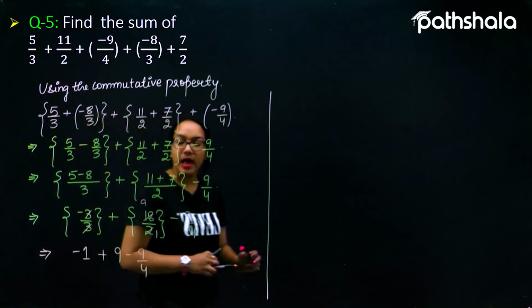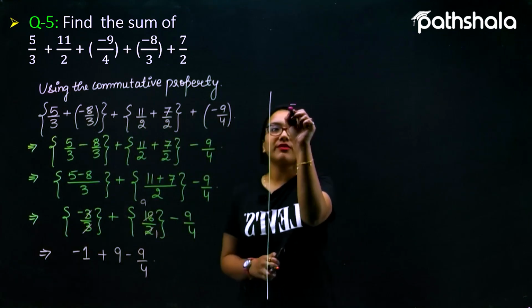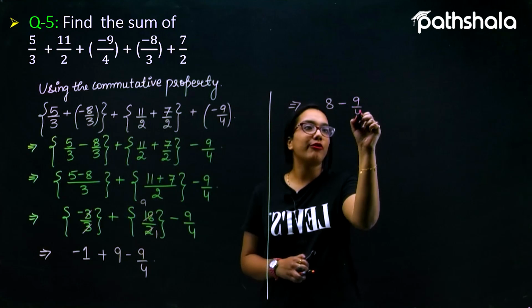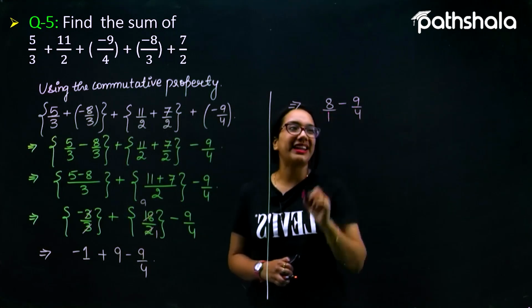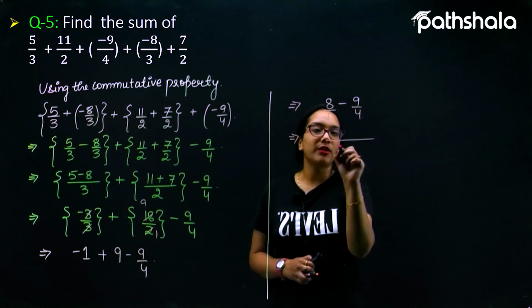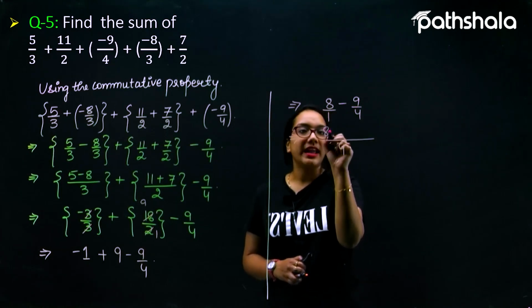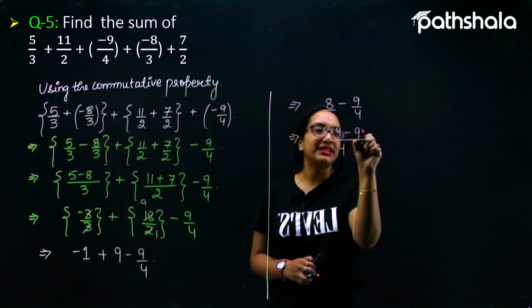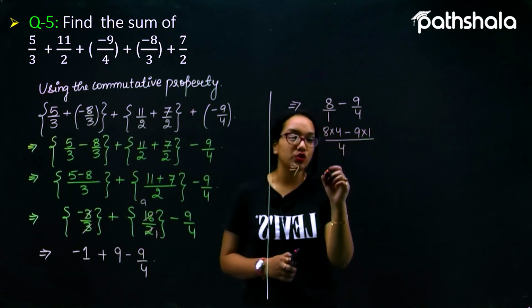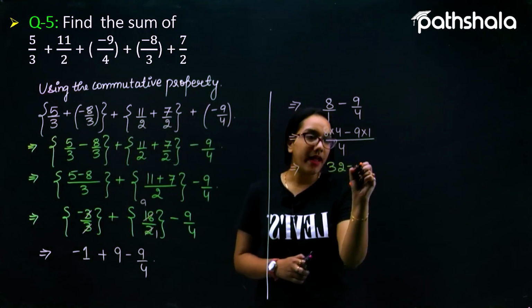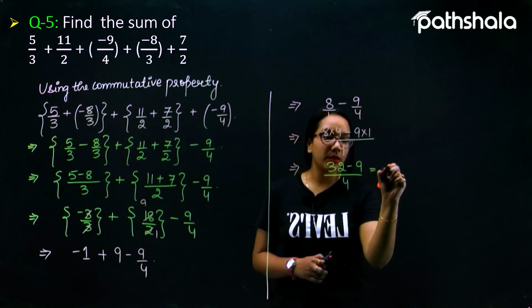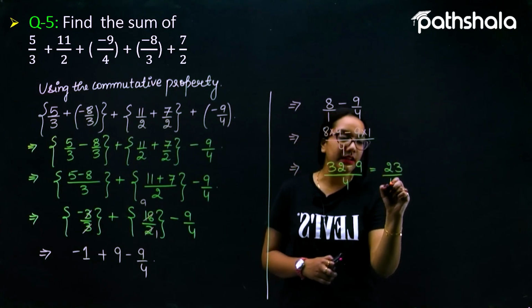So let's just solve it. As we know that minus 1 plus of 9 is nothing but plus of 8, minus of 9 by 4. Let's just take an LCM of 8 and minus 9 by 4. Obviously the LCM of 1 and 4 is nothing but 4. So we get the answer as 8 into 4 minus 9 into 1. So this is nothing but 8 4s are 32. So this is 32 minus of 9 divided by 4. So this is nothing but 23 divided by 4.